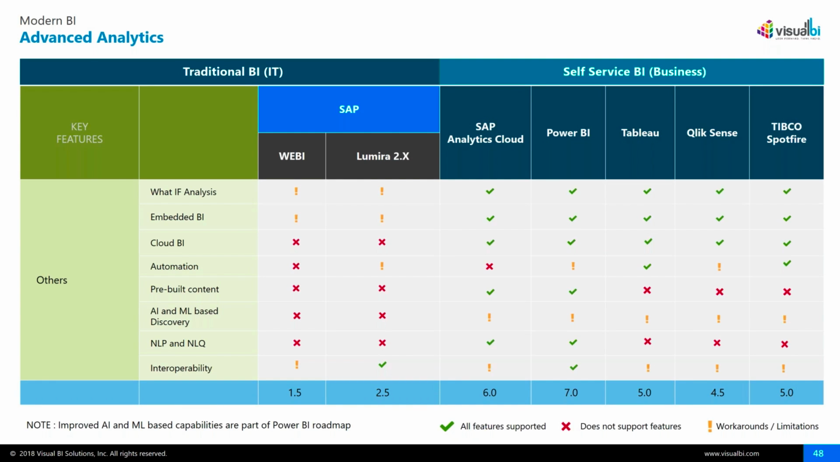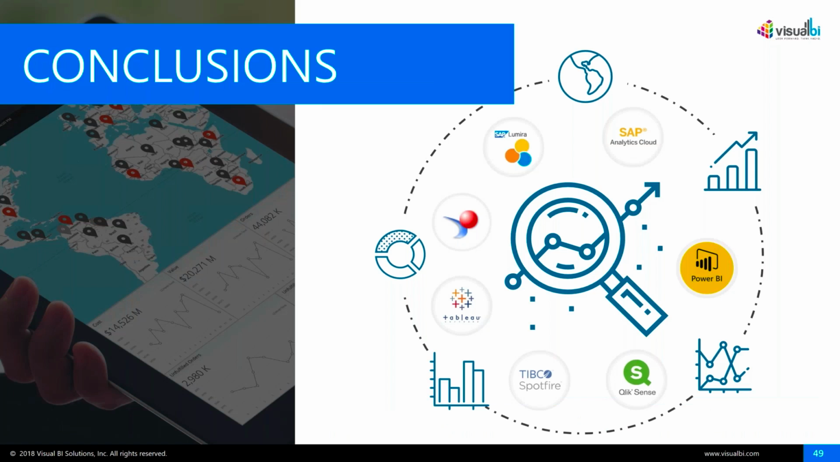Again, continuing further, some of the other factors like embedding, more cloud, pre-built content, more AI and machine learning based discovery, natural language processing, which is a big Power BI centric feature. And then the interoperability, the concept of business creating a storyboard and then IT taking it and polishing it. Those are some of the concepts that are getting really popular in enterprises. So when we take all of that into evaluation, you can see a lot of the self-service BI tools really shining here compared to our traditional BI tools.